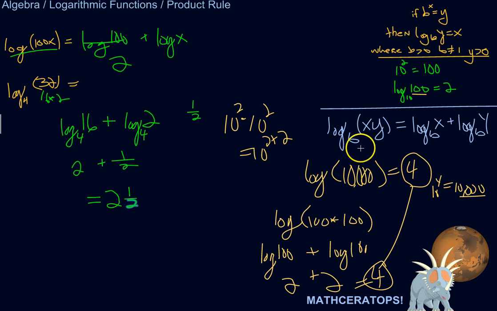All right, so that's the product rule. It's very useful. You'll need it to go both ways, and you'll need it to simplify logarithmic equations just to make them more solvable. So keep an eye out for when you can convert one way or the other with the product rule.